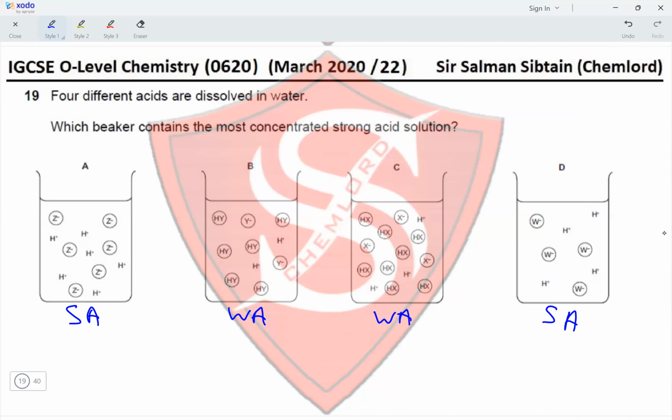Now, comparing their concentration, in A, we've got 1, 2, 3, 4, 5, 6, 6 moles of H positive ions in solution. And in D, we've got 1, 2, 3, 4, 4 moles of H positive ions in solution. So, comparing solutions A and D, the concentration is more for solution A, whereas the concentration is less for solution D. So out of the 4 given solutions, the one with the most concentrated strong acid present in it is A, making option A the correct option for this question.